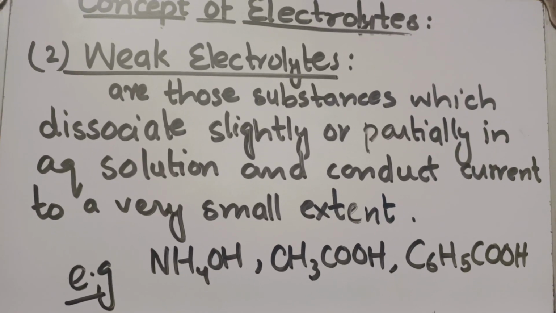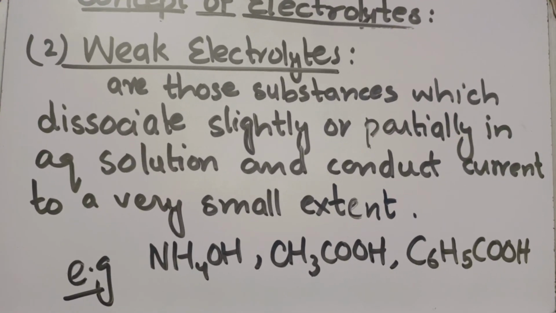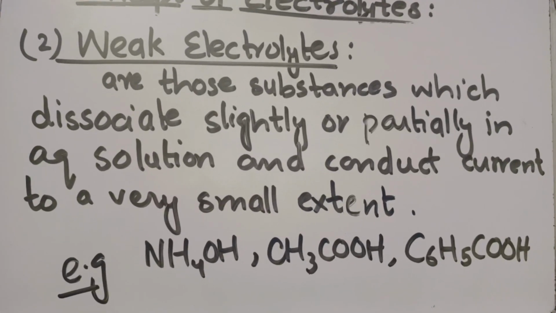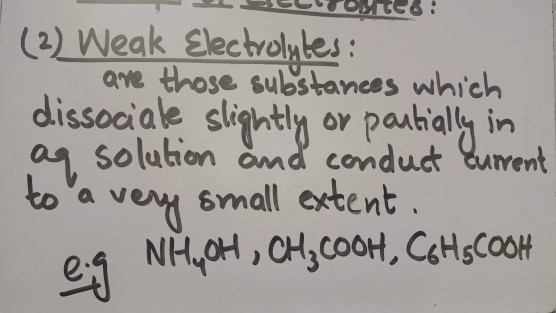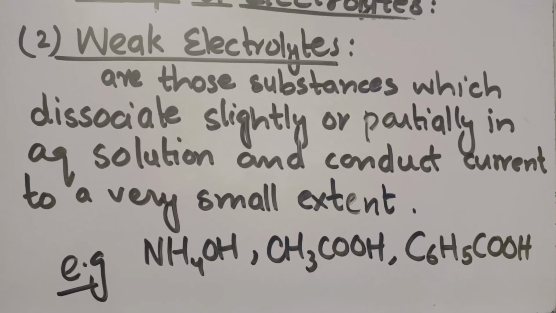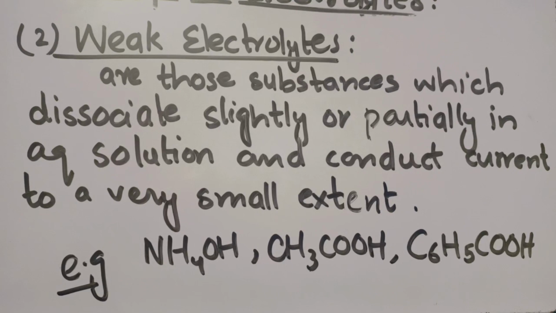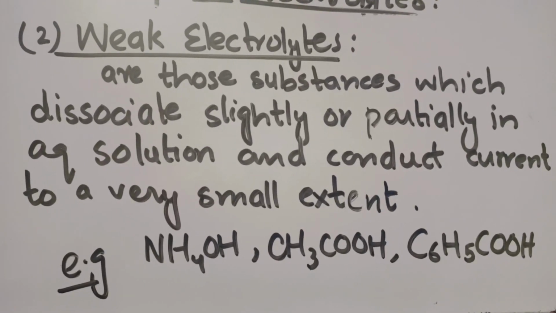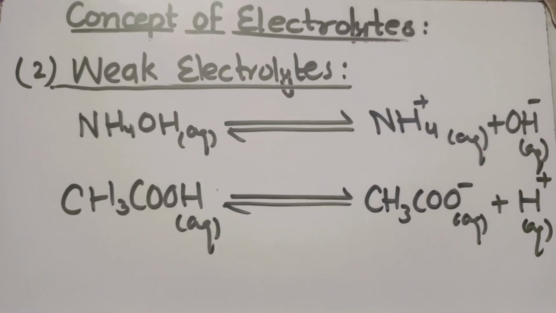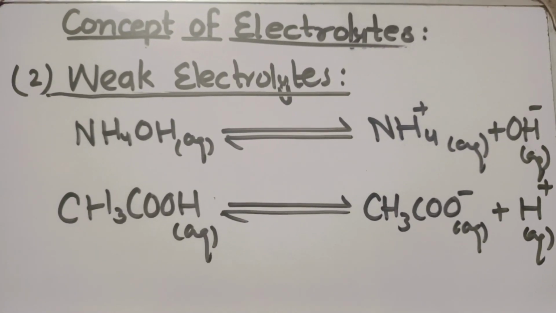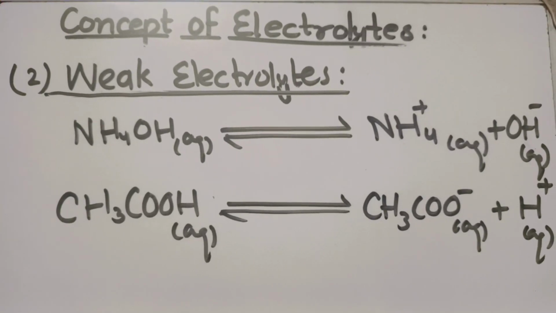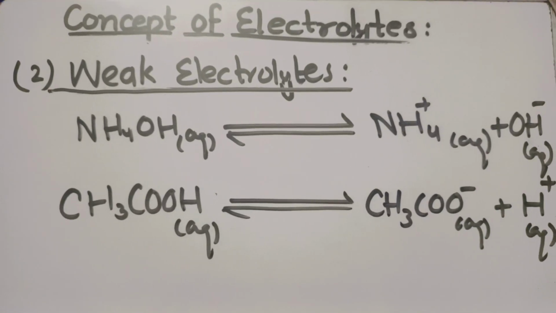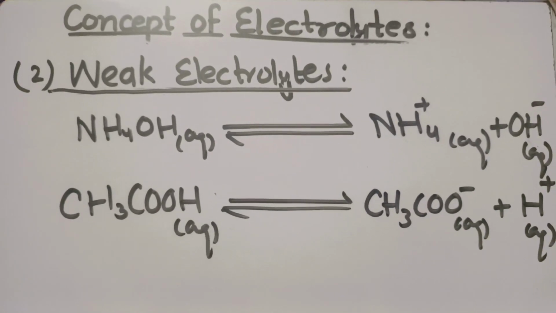The second type is weak electrolytes. Weak electrolytes are those substances which dissociate or ionize slightly or partially in aqueous solution or in molten state and conduct electricity to a very small extent. Examples of weak electrolytes are ammonium hydroxide, acetic acid, and benzoic acid. You can see here that ammonium hydroxide will dissociate partially into ammonium ion and hydroxide ion, and acetic acid will partially dissociate into acetate ion and hydrogen ion.